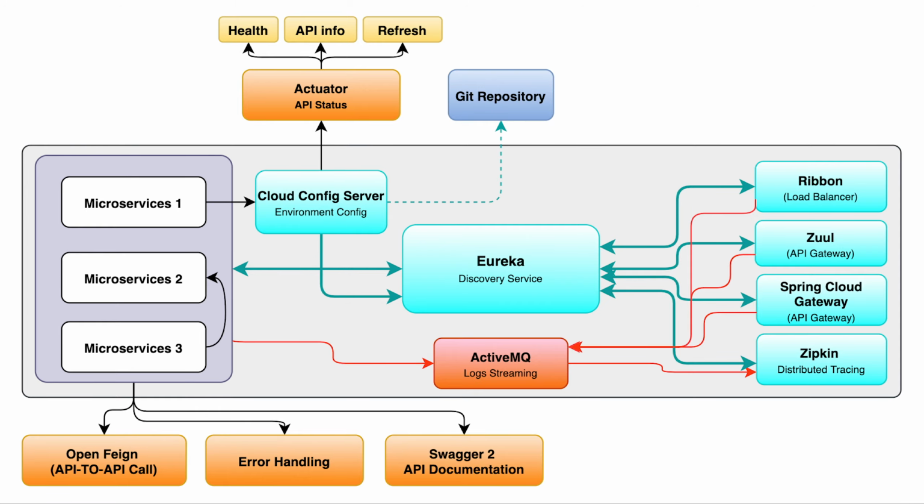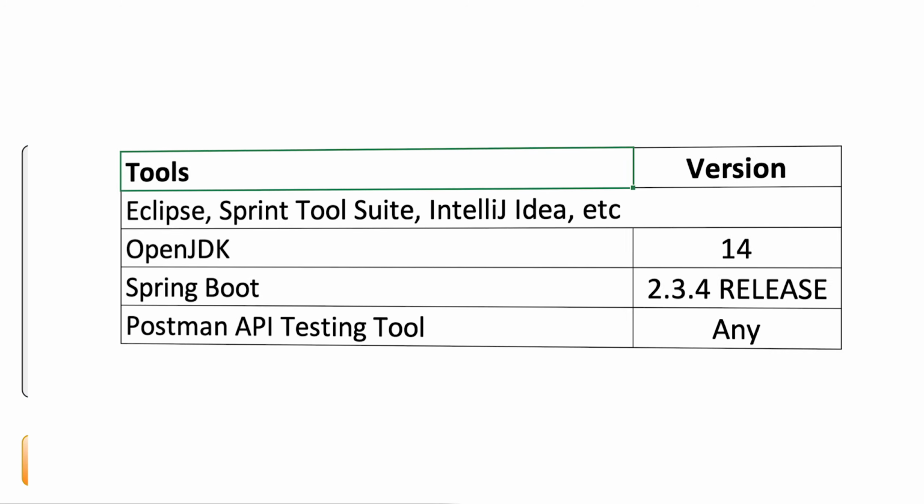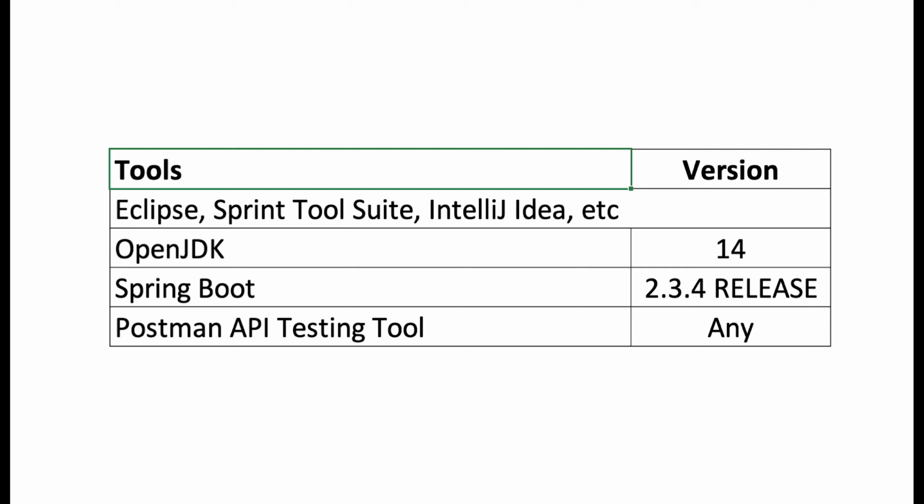As I have briefed you about all these components shown in the diagram, let's talk about the prerequisites and environment details. You would need a Java editor like Eclipse or Spring Tool Suite or any other Java-supported IDE for writing and executing microservices. Regarding JDK, I'm going to use OpenJDK 14. I'm going to use Spring Boot 2.3.4 release. You would also need the Postman tool for executing APIs.